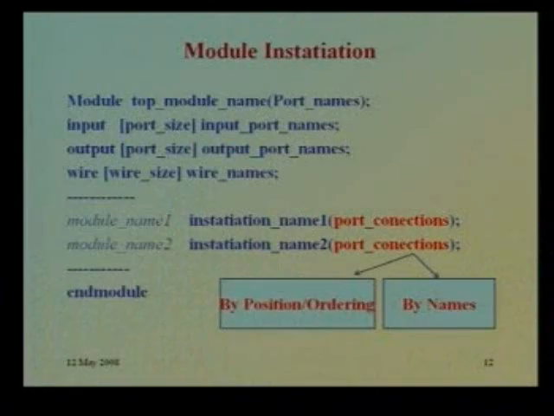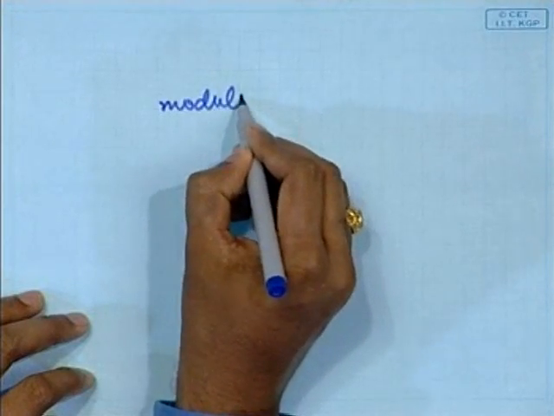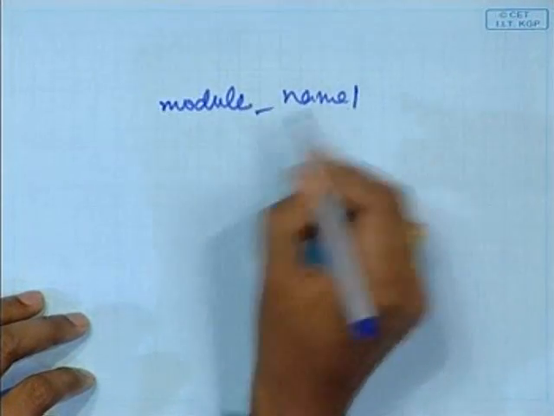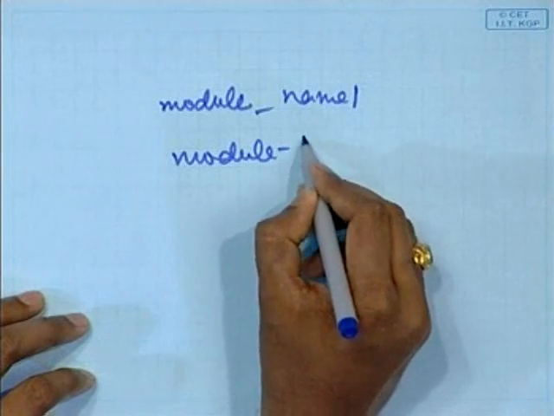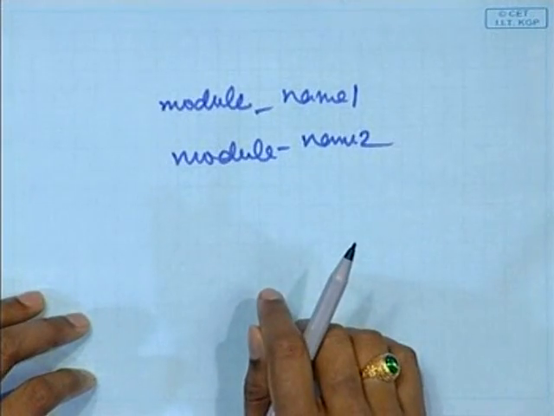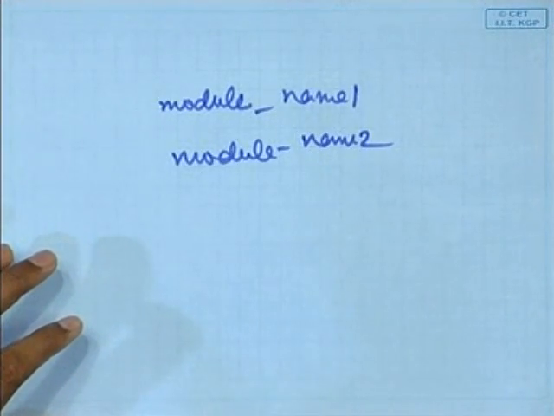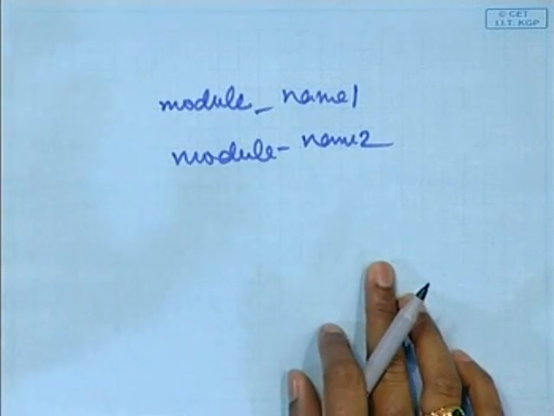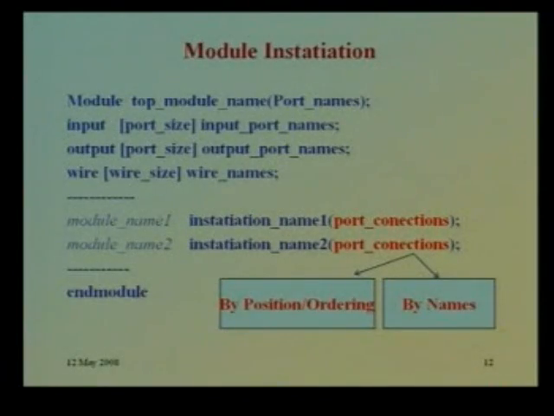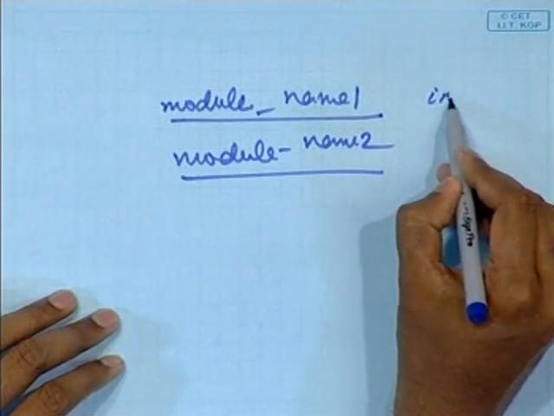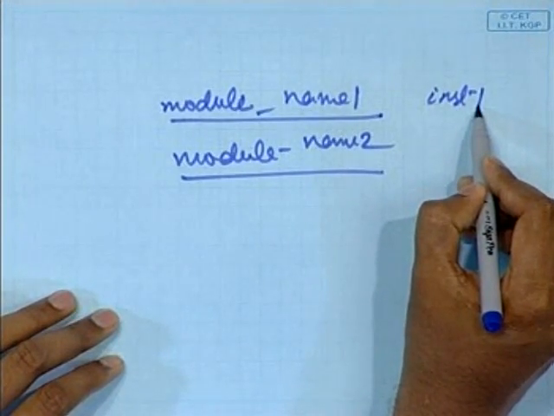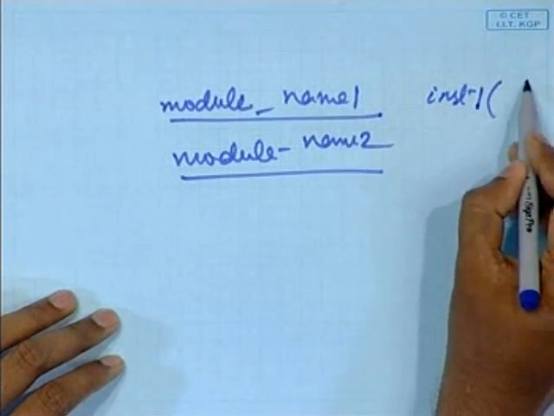What is module instantiation? A connection of the module. Suppose we have a module name 1 and module name 2. The syntax is like this: you put the module name 1 keyword, and you give some instance name, say instance name 1, and you have to connect it.